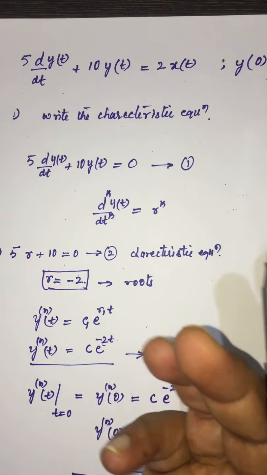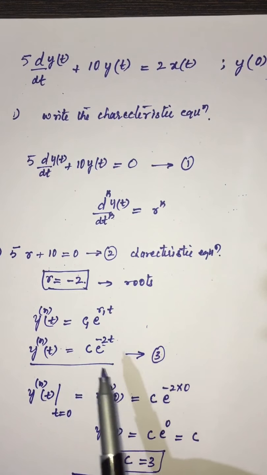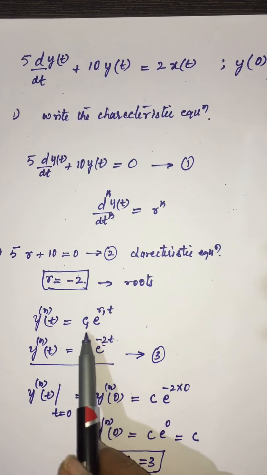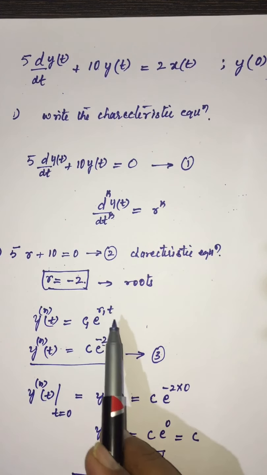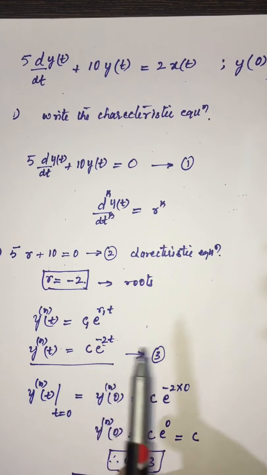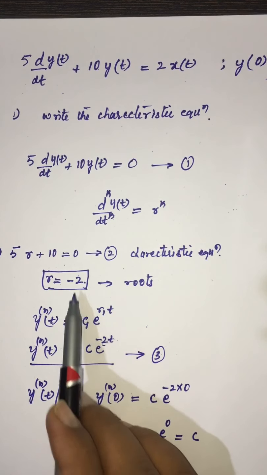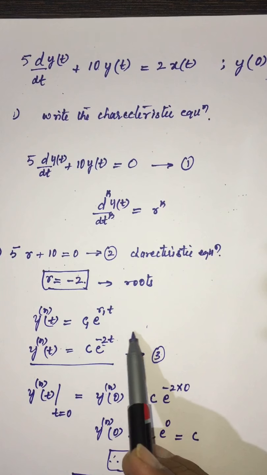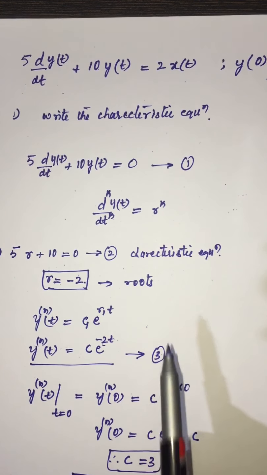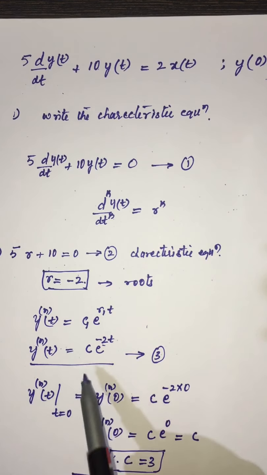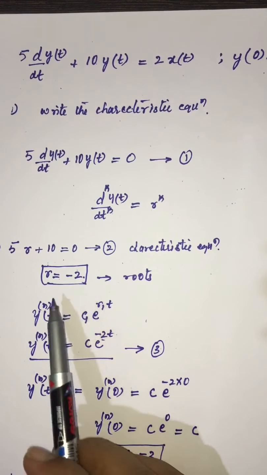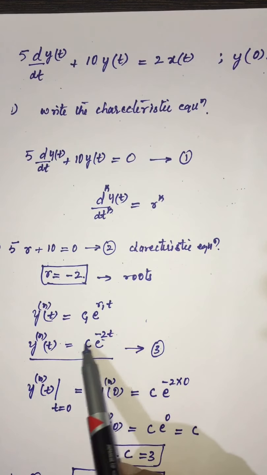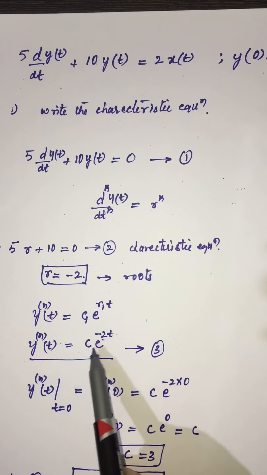If the roots are real and distinct, the first type, it is summation of c_i e to the power of r_i into t. Nothing to worry about it. Simply, if there are two roots, plus c2 e to the power of r2 into t will be there in this particular expression. Therefore upon substituting those roots, we will get this general expression of natural response.